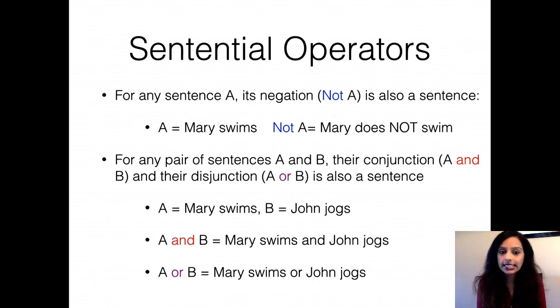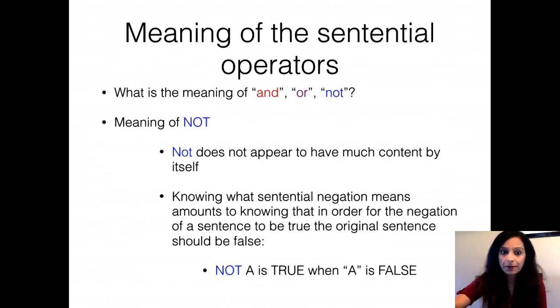So let us refine what we did in the last video. Now, when you look at any sentence A, say Mary swims is a sentence A, the negation of A is you just take the sentence and insert the negation: Mary does not swim. Similarly, you can conjoin any two sentences and you can disjoin any two sentences. Mary swims and John jogs is a conjunction, and or is a disjunction. So Mary swims or John jogs.